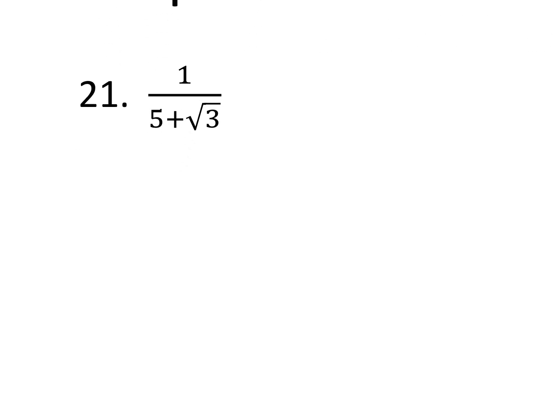So look at number 21. I have 5 plus root 3, so I'm going to multiply by 5 minus root 3 on the top and the bottom. This is called the conjugate. It is the same thing, but a different sign. And you were just distributing.